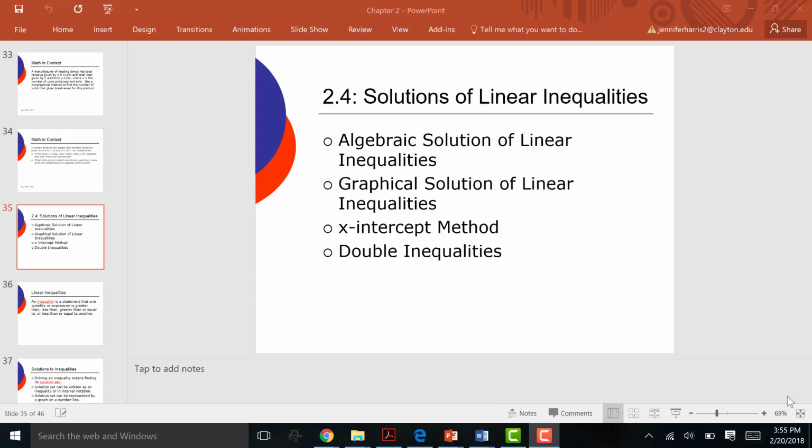So we're going to look at how to do it algebraically, how to do it using a graph, and then of course there's no real x-intercept, it's just where it crosses the x-axis, and then the double inequalities. So we're going to finish this up today. So let's just go ahead and get started with it.